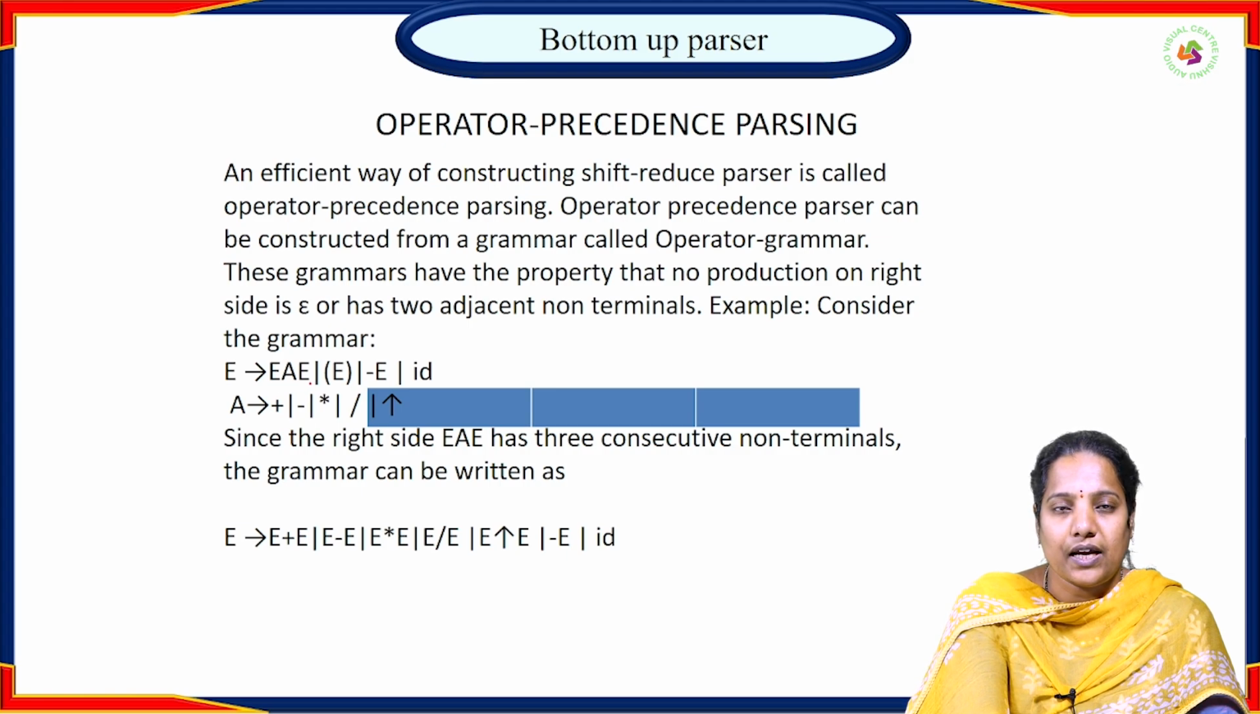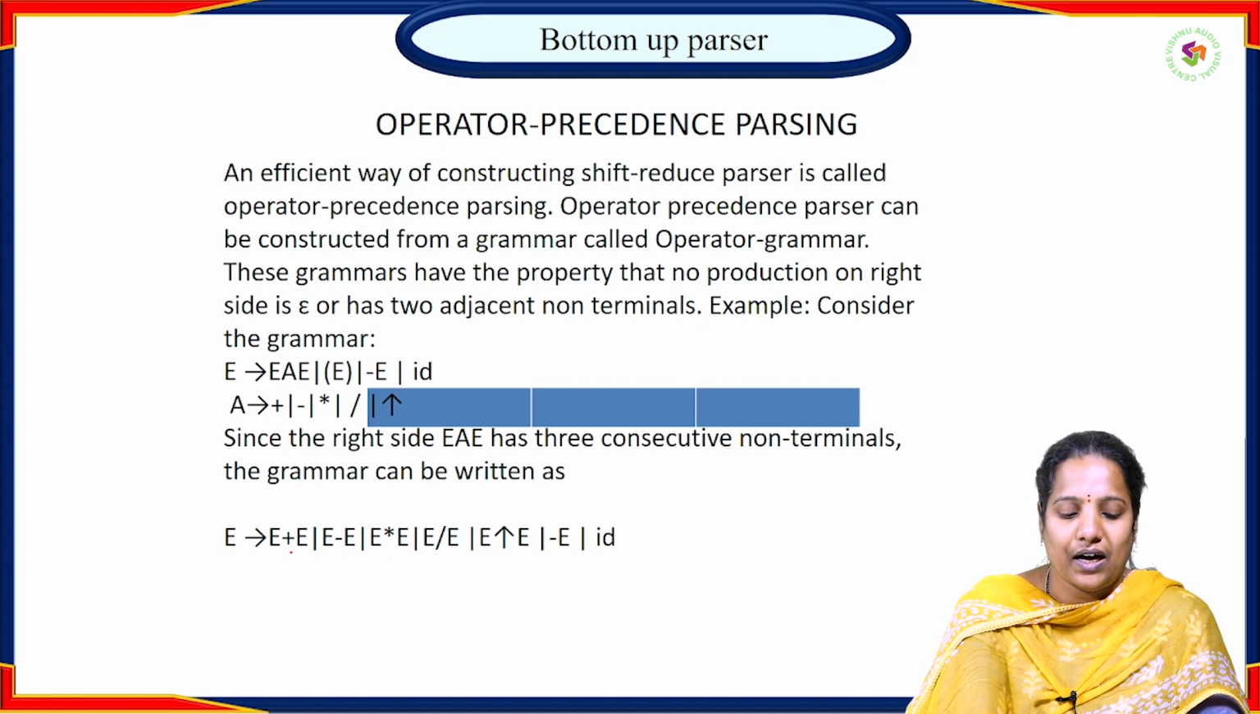When you observe the right hand side of the production E → EAE, three non-terminals are there. And immediately we have a production A → + | - | * | / | ID. Means in place of A you can write all these operators. By writing that, you are going to get the grammar like this.